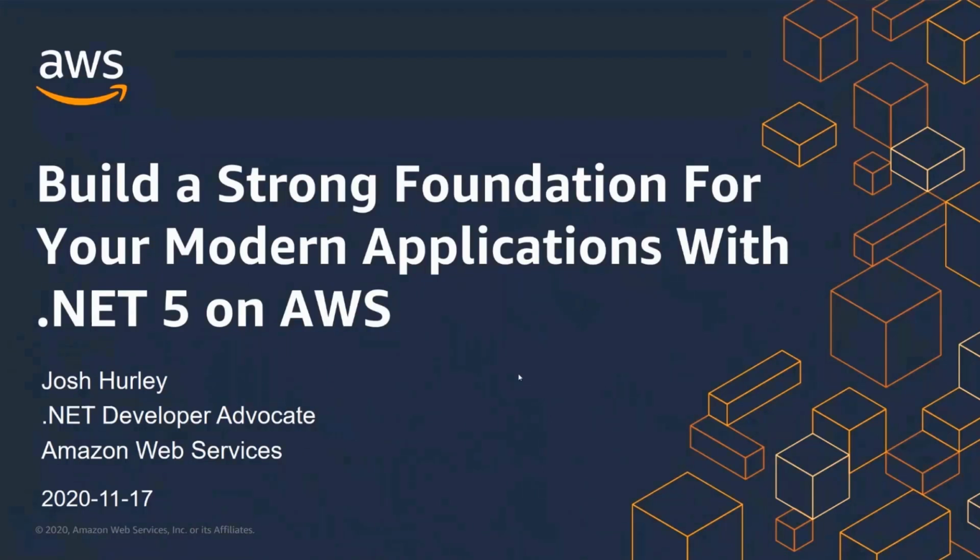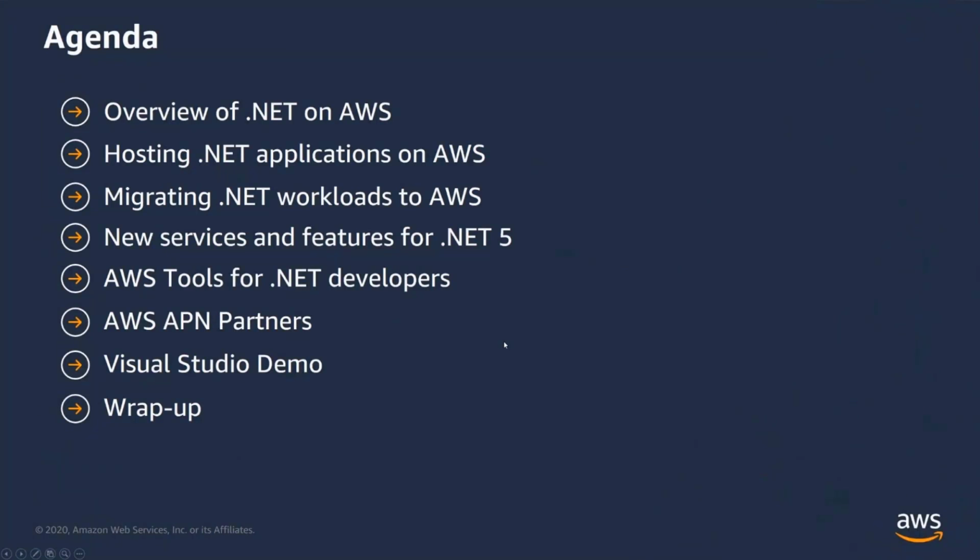And we'll take a quick look here at the agenda. We're going to start with an overview of .NET on AWS. Then we'll look at hosting options, migrating workloads to AWS, some of our new services and features that are related to .NET 5, AWS Tools for .NET developers, some of our APN partners, and we'll look at a few Visual Studio demos, and then we'll wrap up.